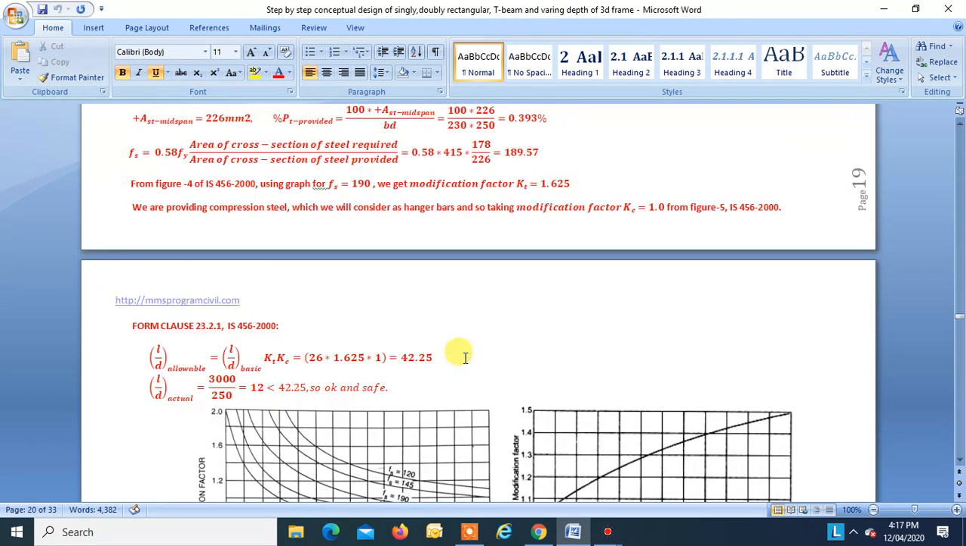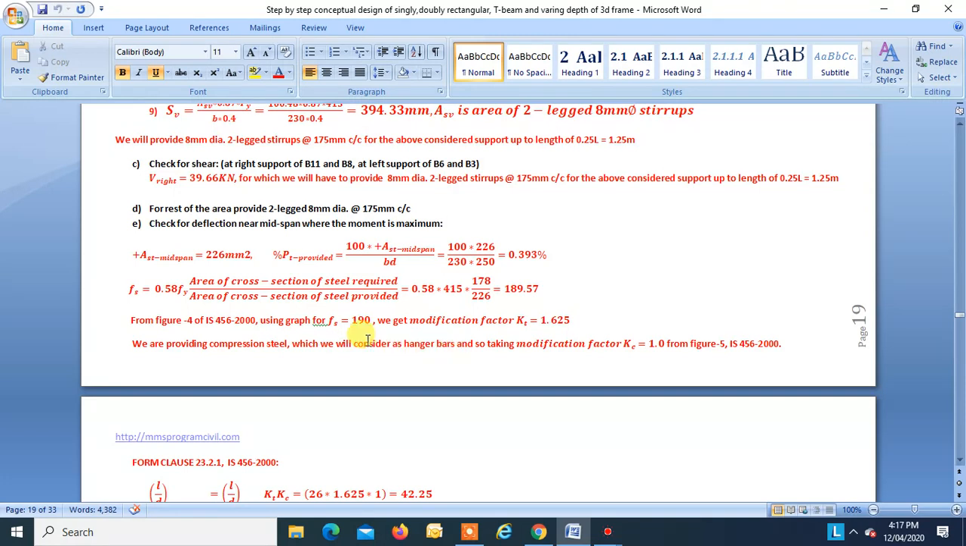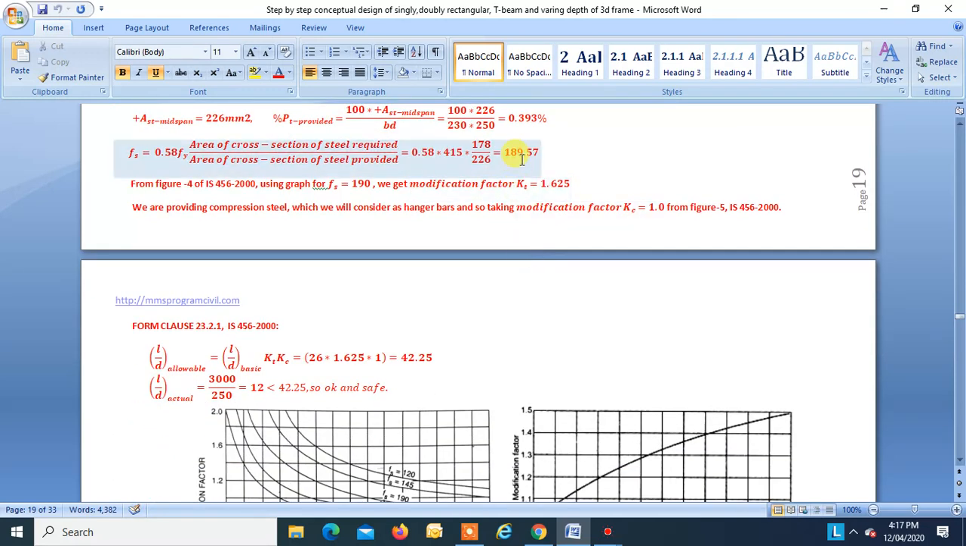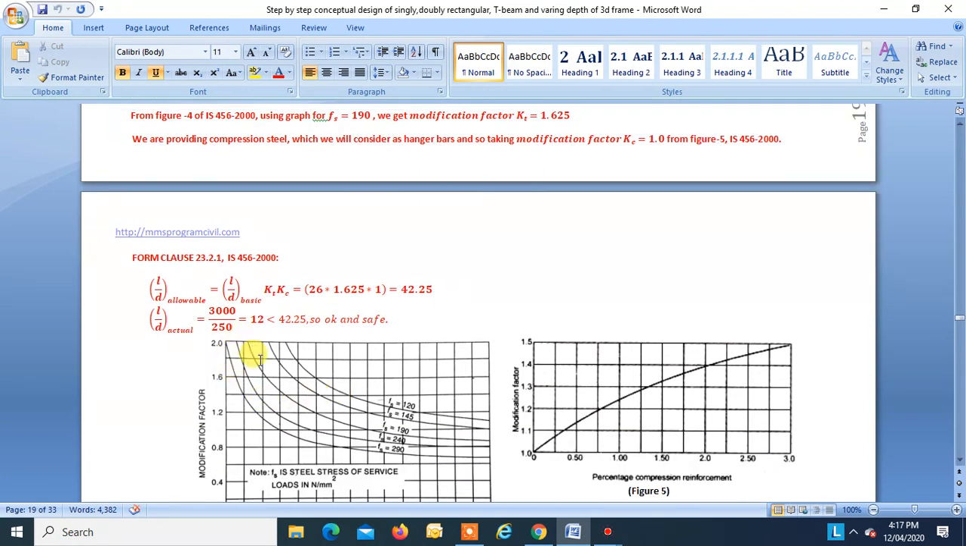Now check for deflection. AST at the midspan is two 12 mm dia bars. The area is 226. So PT is 0.393. FS is found to be 189. The next larger FS for which we have a graph is 190. So we will use this graph.